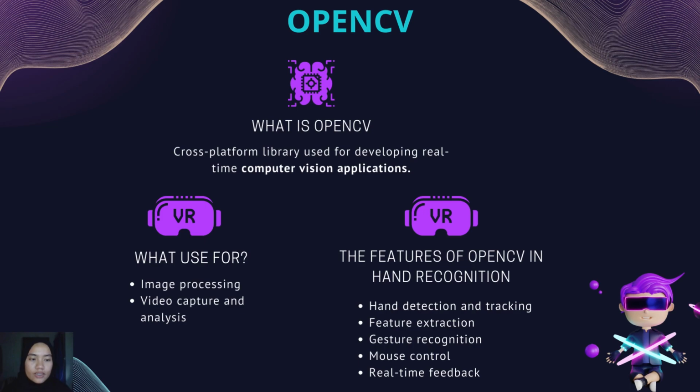Okay. Once the hand is detected, OpenCV can be used for feature extraction. This involves identifying key points and distinguishing characteristics of the hand. OpenCV's algorithms can assist in extracting relevant features such as fingertips, palm location, and finger orientation.